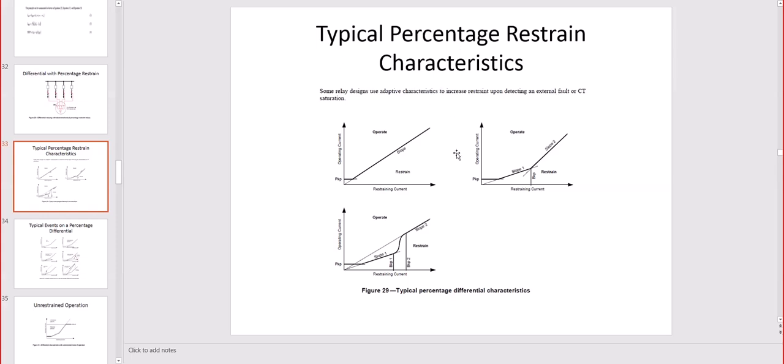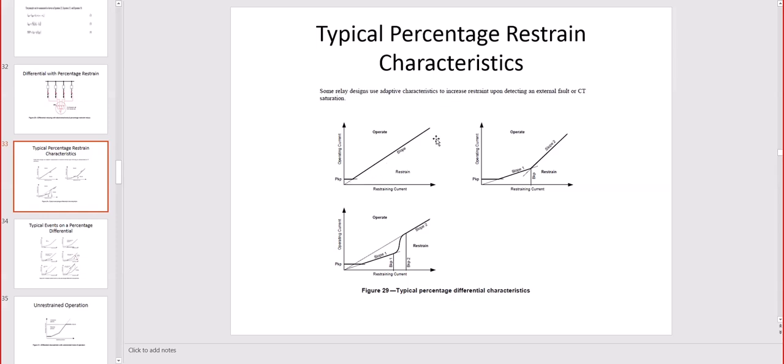Typical percentage restraint. So these are the characteristics for the percentage restraint, and we got the operating current on the vertical, and then the restraint current on the horizontal. You see, starting from a certain point different than 0, because you want to avoid the trip because of the mismatch of the CTs. So the CTs may have a reading difference, and you don't want to trip on the error.